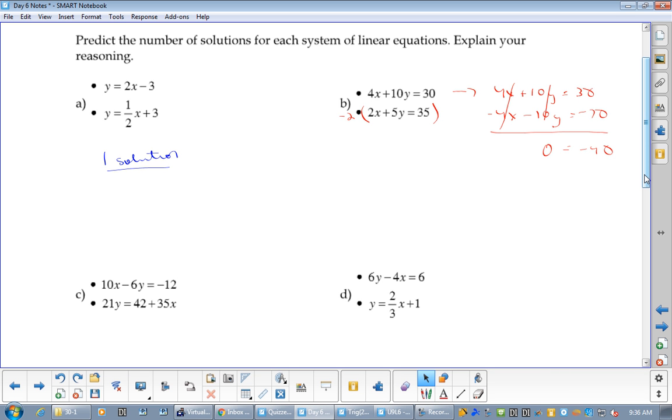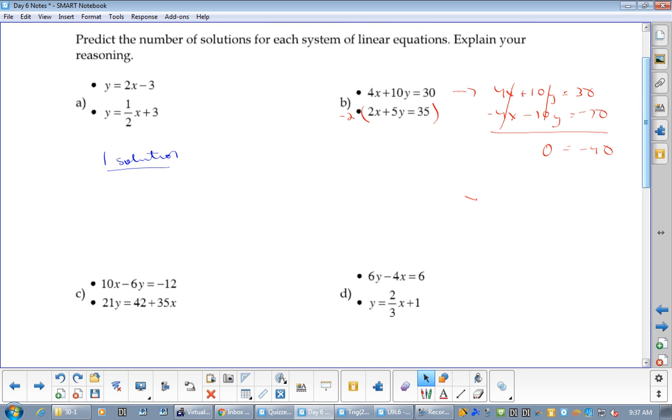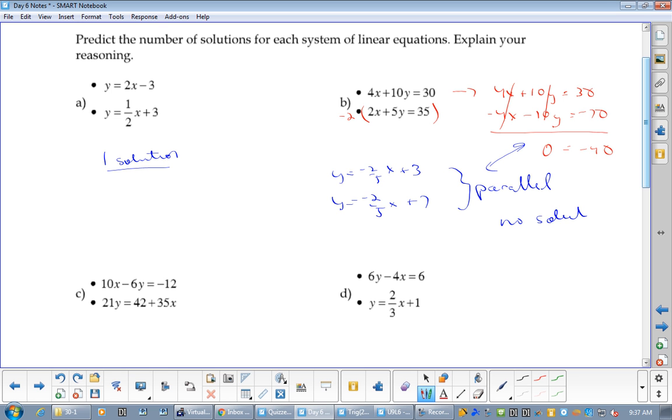So these are parallel. Now if you wanted to, you could get them both to y equals, right? And you can see, and I'm just going to speed things up. When you get into y equals, this one's y equals -2/5 x plus 3. The other one is y equals -2/5 x plus 7. Okay, these are parallel. So both of these show these are parallel, so there's no solution.